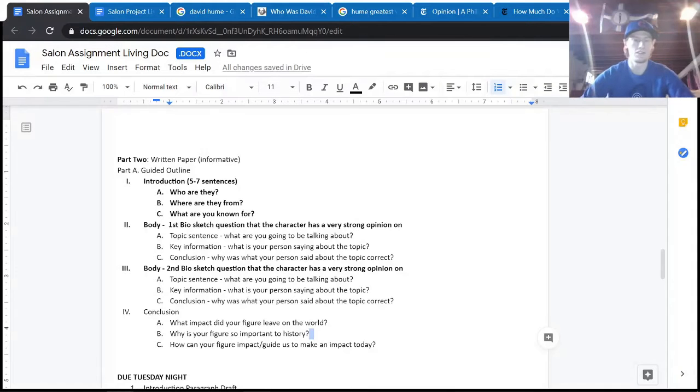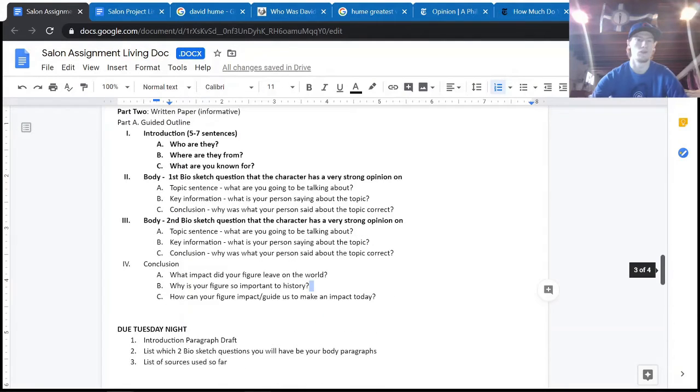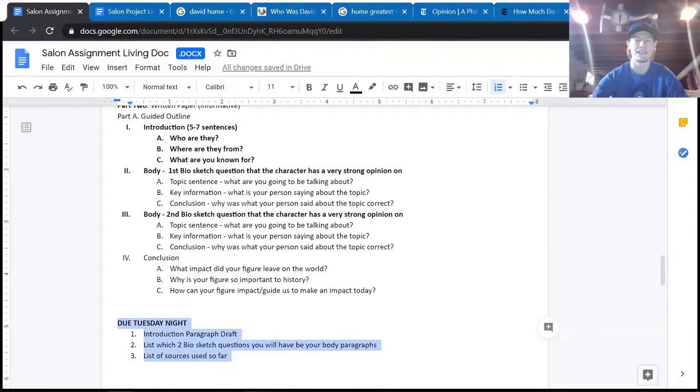All right, so getting into the next step in the process, we're going to get started with the written paper portion of the project. Now, the length should probably be close to 3 pages, but as that starts to work itself out, it won't be as daunting as you think it might be from the onset. So what I want to gloss over real quick before I start breaking it down, due Tuesday night right here is going to be the introduction paragraph, just a rough draft.